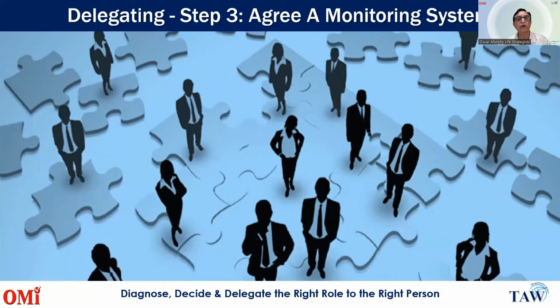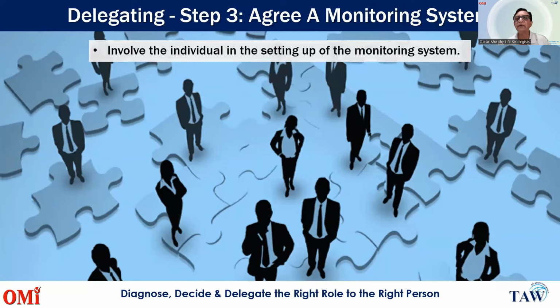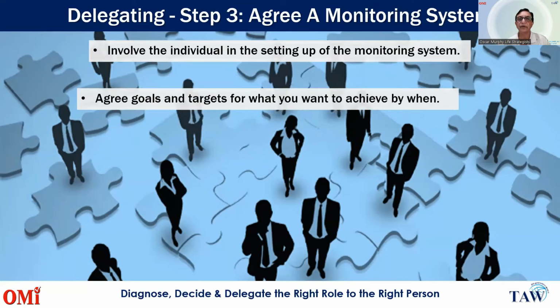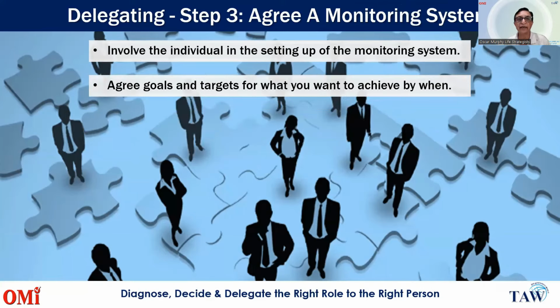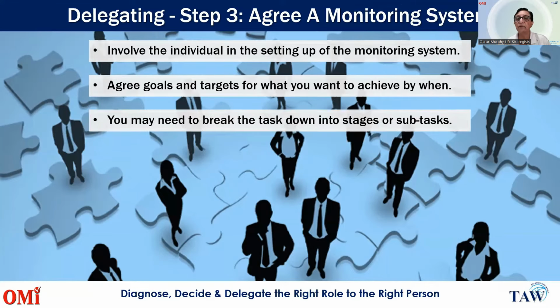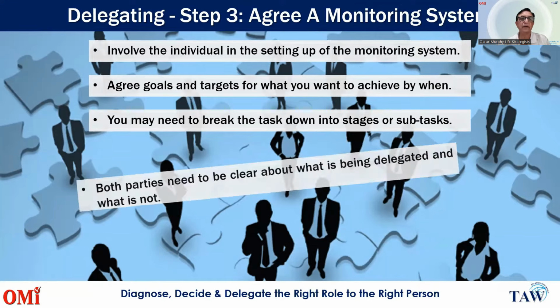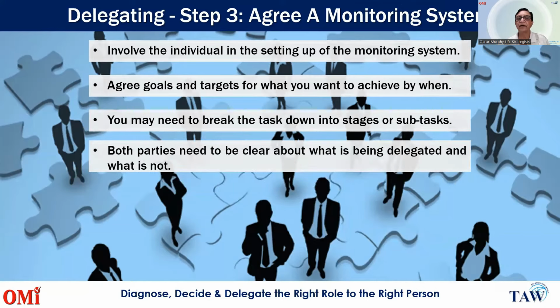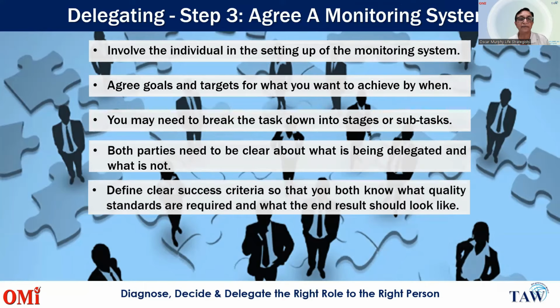Let's agree on a monitoring system as our step 3. Involve the individual in the setting up of the monitoring system. So it is a dialogue that happens. Agree goals and targets for what you want to achieve and by when. You may need to break the task down into stages or into subtasks. Both parties need to be clear about what is being delegated and what is not being delegated.